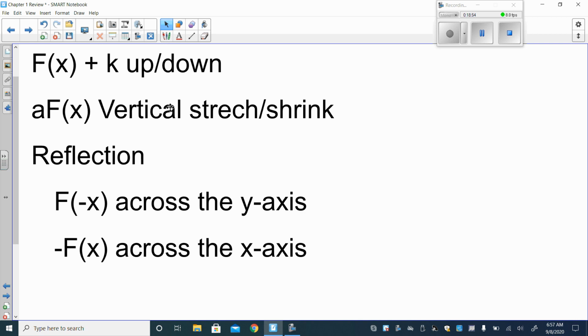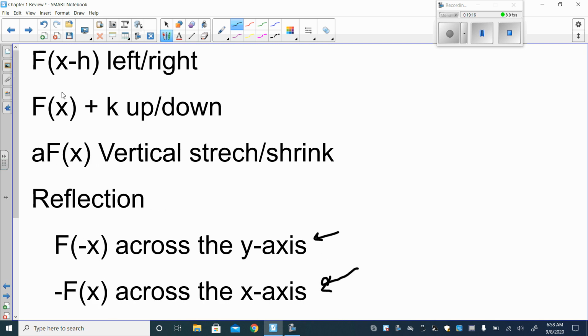So for across the y-axis, really what we're doing is replacing every x value with negative x. And here, negative f of x, we're just changing all the values. So if we had negative 5x, it's now positive 5x. So if the term was positive, it's now negative. And if it's negative, it's now positive when we go across the x-axis.